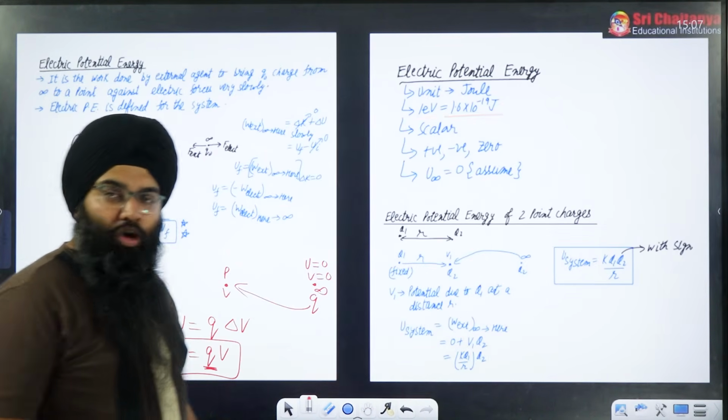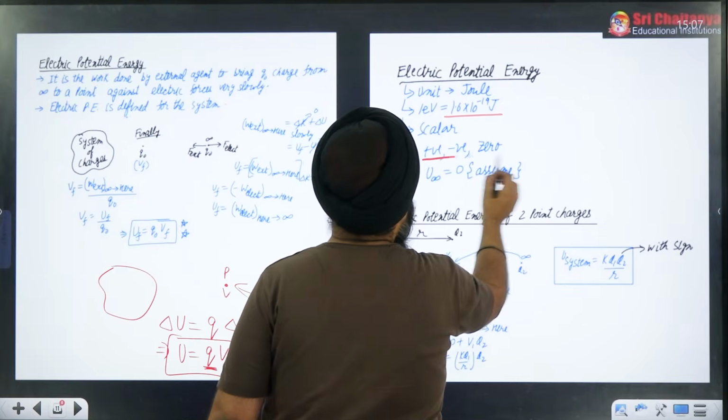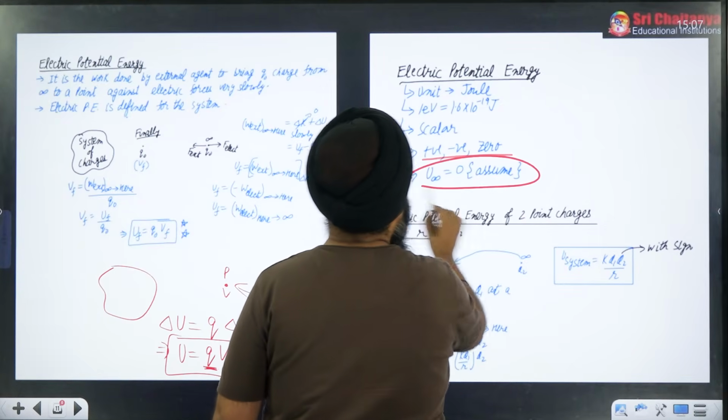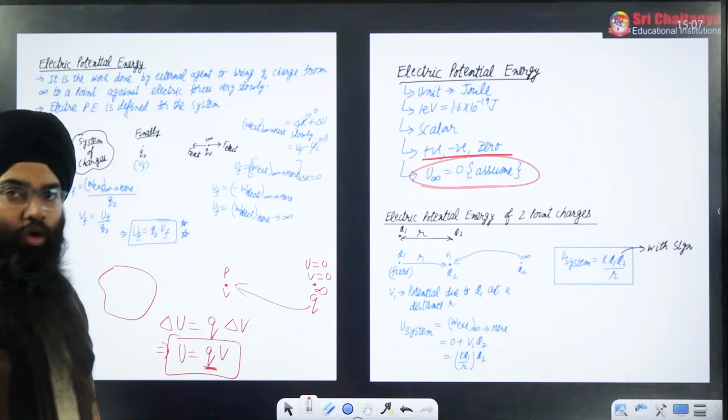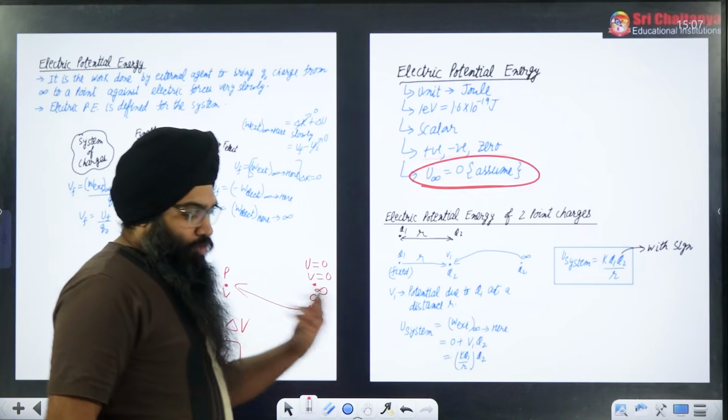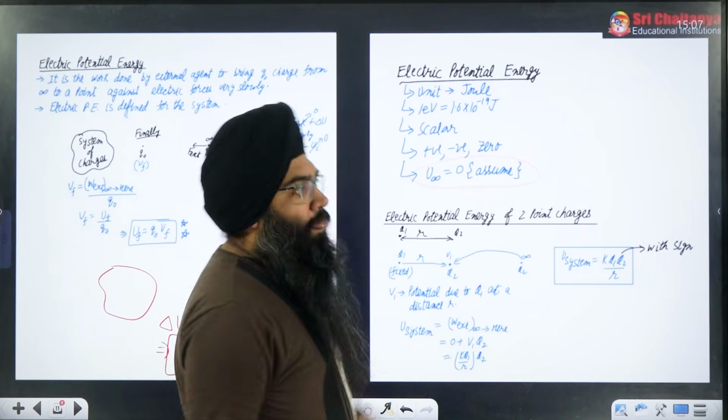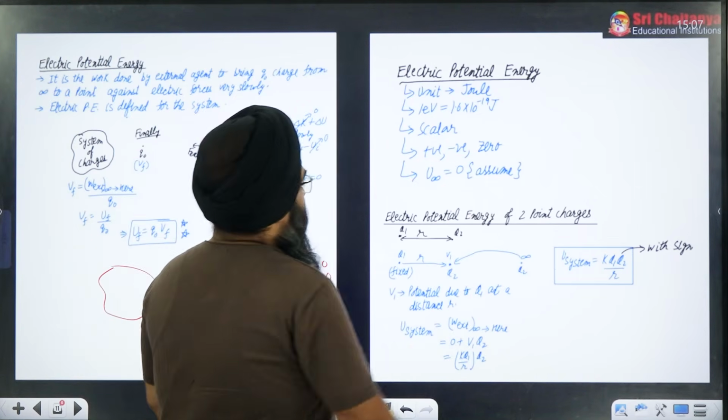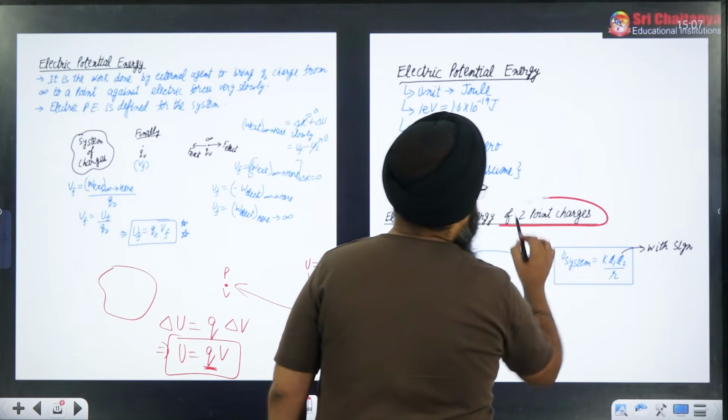Then potential energy, because it is a scalar, can be positive, negative, or zero. Generally we assume the potential energy at infinity to be zero, but potential energy can be assumed to be anything else also. So now, electric potential energy of 2-point charges.